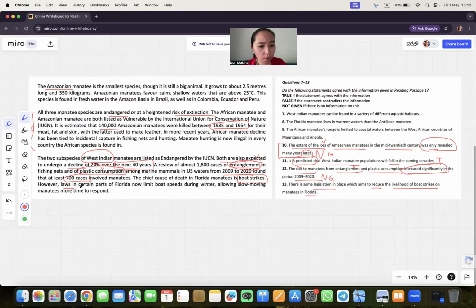Okay. Laws in certain parts of Florida. Now limit. Yes, reduce, limit is the other way to say it. Boat speeds during winter. Likelihood of boat strikes on manatees in Florida, allowing slow-moving manatees more time to respond. Yes, this is true. So legislation is the other way to say laws, and limit boat speeds is reducing the likelihood of boat strikes. So, yay, we made it. So this was a true, false, not given question type.